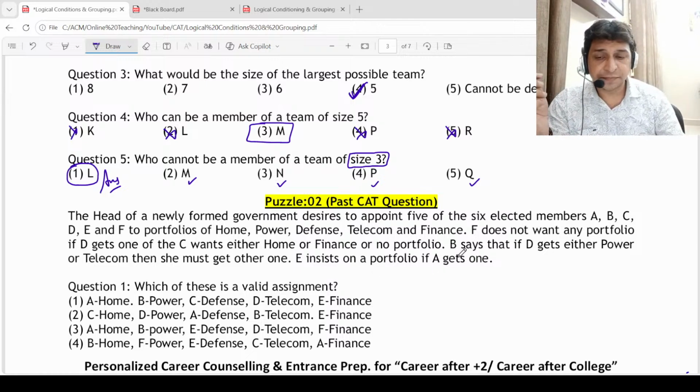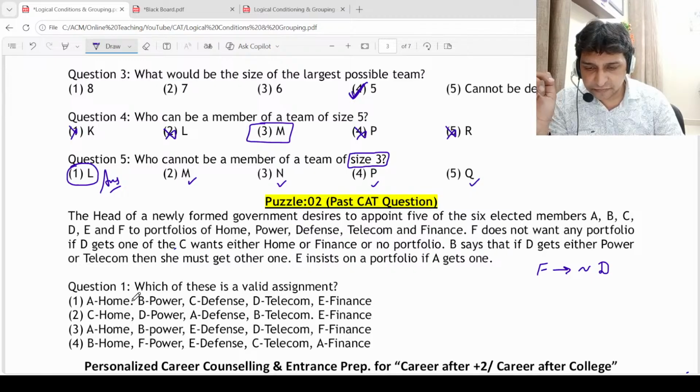So let's just break it down. F does not want any portfolio if D gets one of the portfolios. That means if F is going to be there, then D will not be there, or we can say if D is there, F is not going to be there. So F and D should not be together. On that basis, option number 3 is not a possibility. That is not valid because F and D both are there.